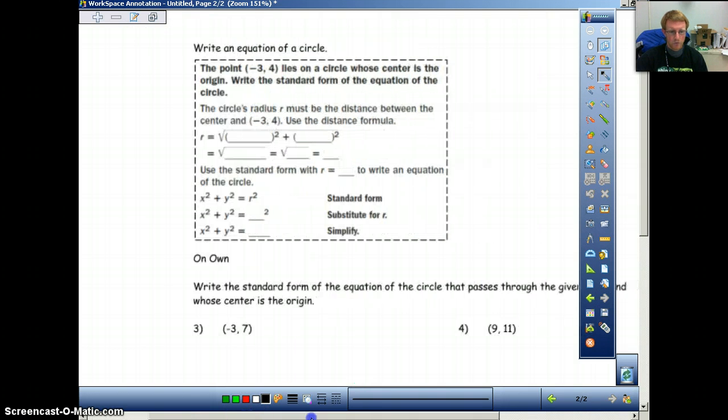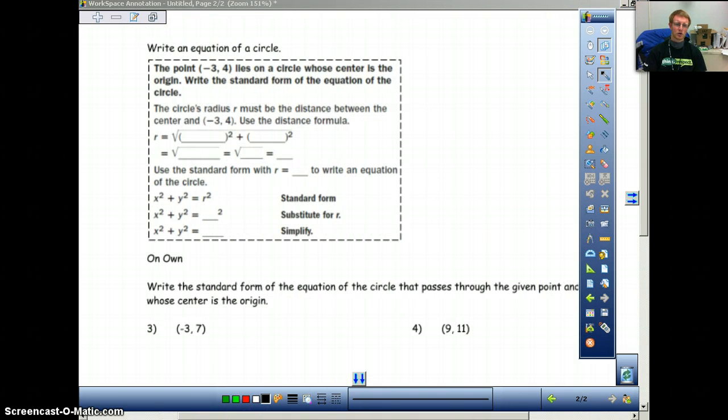All right, so for the rest of this, we're talking about writing an equation of a circle. So basically what this means is that if we're given a point on the edge of a circle and a point for the center, we can always figure out what the equation of the circle is. In these examples, our center is always going to be the origin. So you have to remember that origin means 0, 0.